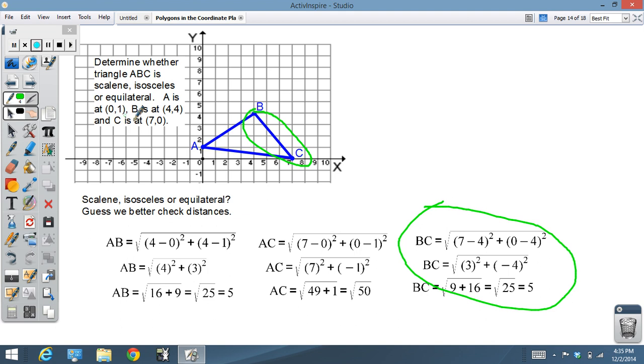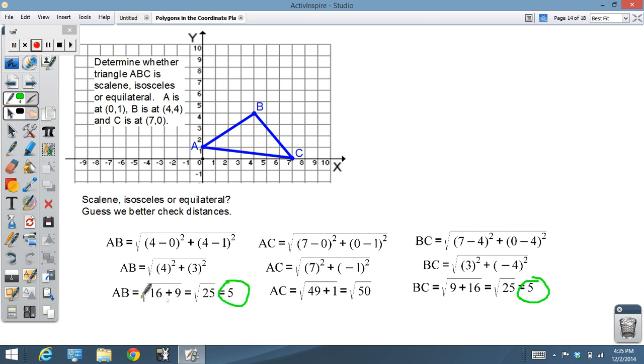Finally, let's plug in the third set of values for line BC, or segment BC, with endpoints 4, 4 and 7, 0. Plug them in here. And we are going to find out when we finish the math that the length of BC is 5, which of course matches the length of AB. Therefore, this is congruent to this. We have an isosceles triangle. There's our answer.